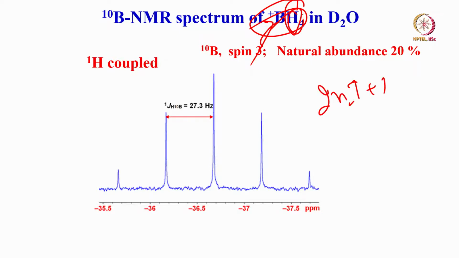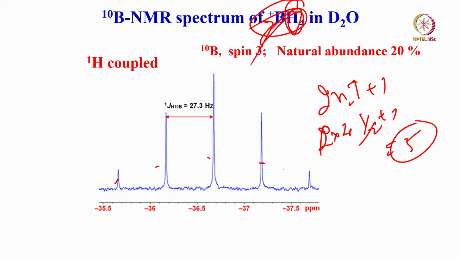We now have 4 protons coupled, 2 into 4, proton spin is half, plus 1, you will get 5 peaks. Exactly, we see 5 peaks. This is because of proton coupling. This is the boron-proton coupling we get by measuring this adjacent peak separation.